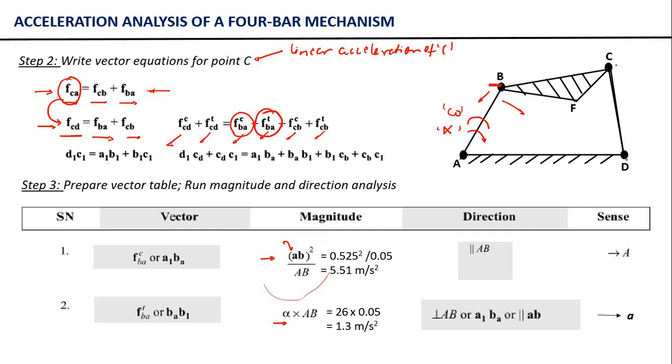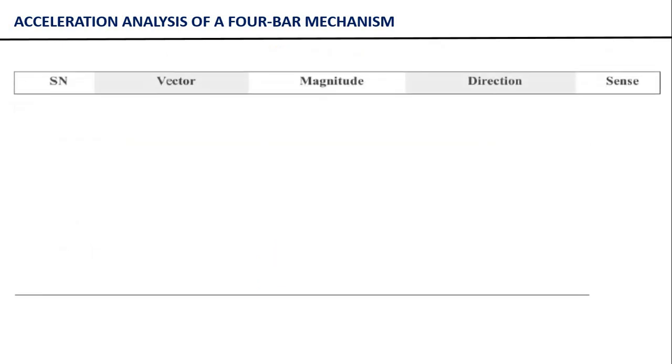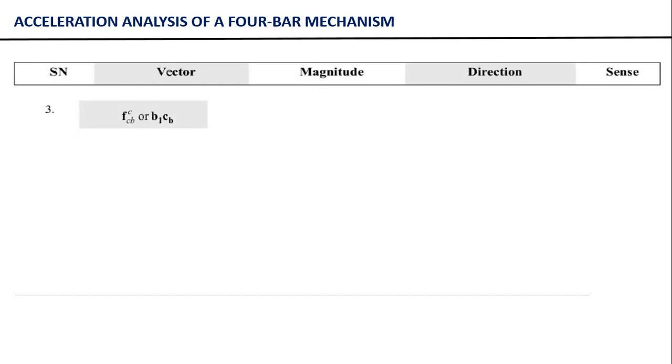Now let us move ahead and see the next vector. The next vector in this table will be obviously FCB C, that is the acceleration of C relative to B, the centripetal component of this acceleration vector.